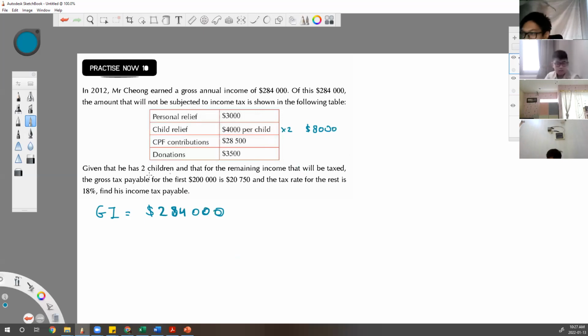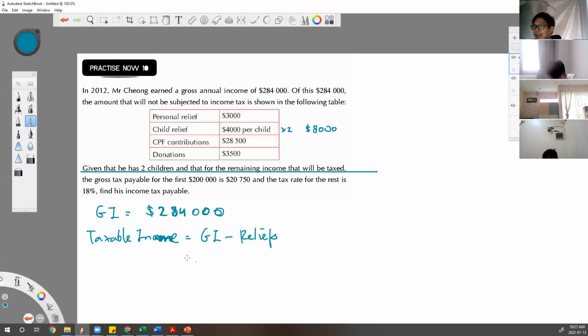Given that he has 2 children and that of the remaining income that will be taxed, the gross tax payable for the first, nanti dulu, kita lihat dulu. Jadi dia punya taxable income-nya berapa? TI namanya. Jadi taxable income-nya kita hitung dulu. Jadi step 1 kita di atas garis dulu. Ini cara bacanya. Cara hitung gaji nih. Gross income, subtract all the reliefs. Ya, dikurangin keringanan-keringanan.